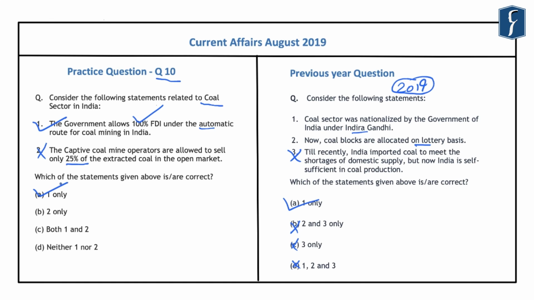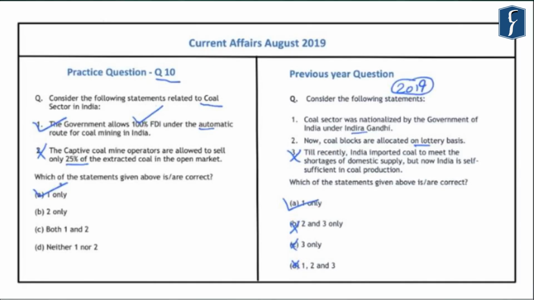So these two decisions, that 100% FDI is now allowed under the automatic route for coal mining and there has been an end to the captive coal mining regime in India, are important for us from the preliminary examination point of view. So with this we conclude today's discussion, and by solving these questions you might have got an idea about how UPSC is making questions in its preliminary examination. So accordingly you should approach other current affairs from this perspective only.